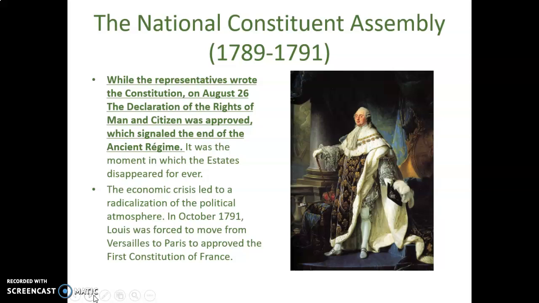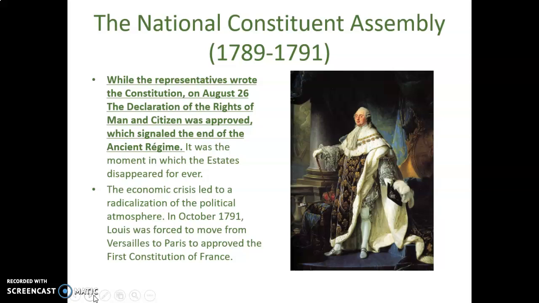So, the National Constituent Assembly, 1789 to 1791. While the representatives wrote the Constitution, on August 26 the Declaration of the Rights of Man and Citizen was approved, which signaled the end of the ancien régime, meaning the king. It was the moment in which the estates disappeared forever.